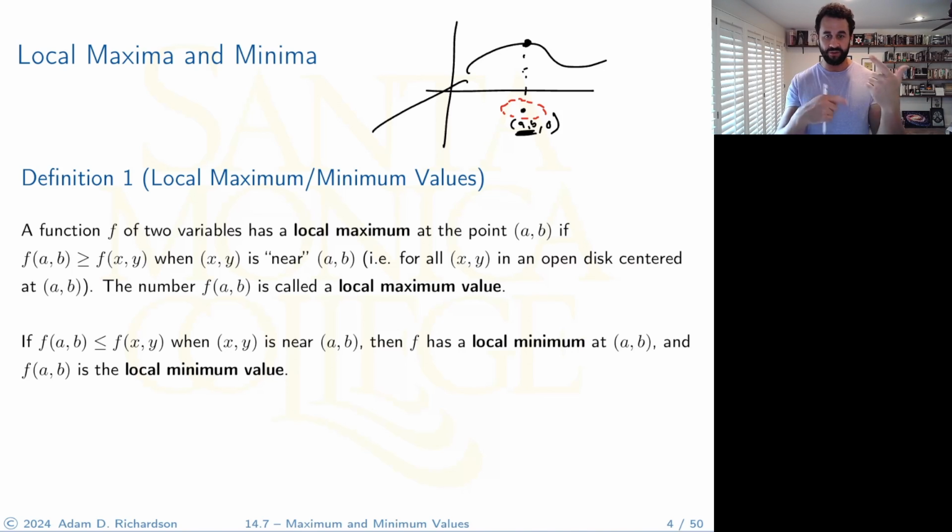Similarly, in the other direction, if f of a comma b is less than or equal to the values of f when you're near a comma b, then that means that f has a local minimum. So intuitively speaking, if this point is below all the other points, then it must be a local minimum, right? And then f of a comma b is what we call the local minimum value.